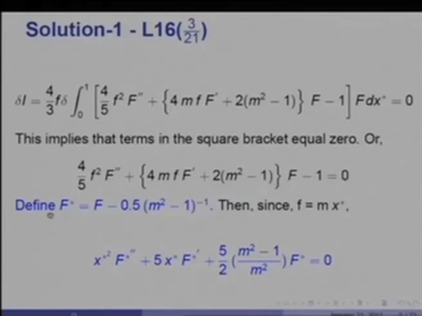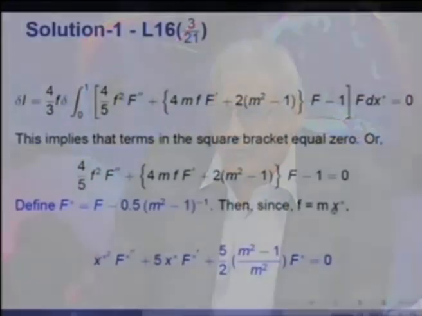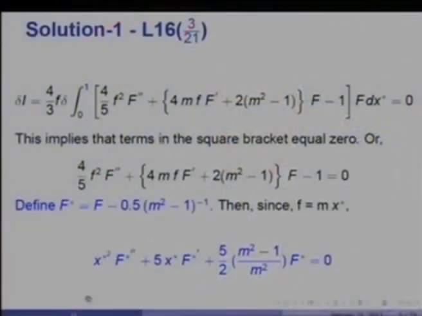If I now define f star is equal to f minus 0.5 divided by m star minus 1, then since f is equal to m x star, you will see that I get x star square plus f double prime plus 5 x star f star prime into this plus line. So, I get a second order equation in f star, second order equation in f star.